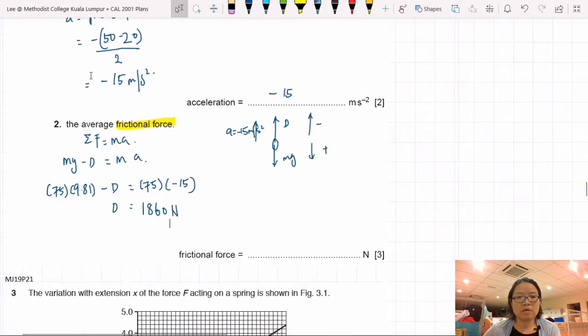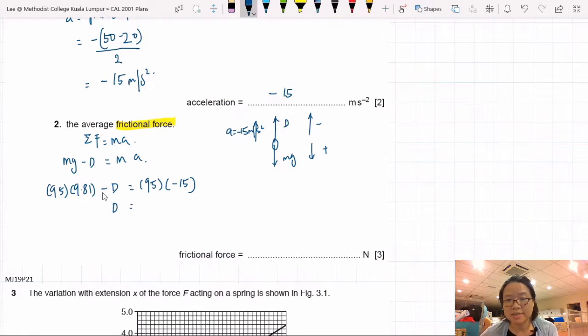So you'll get 1860, I think. Oh yeah, I made a mistake. I thought the parachutist is 75 kg because I'm thinking of Asian weights, you see. But actually it's Angmo weights, 95. Okay, so correct already, this one.